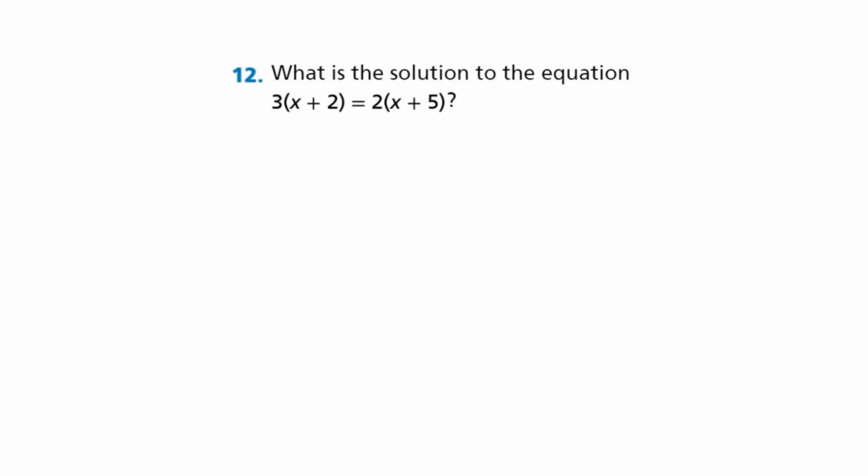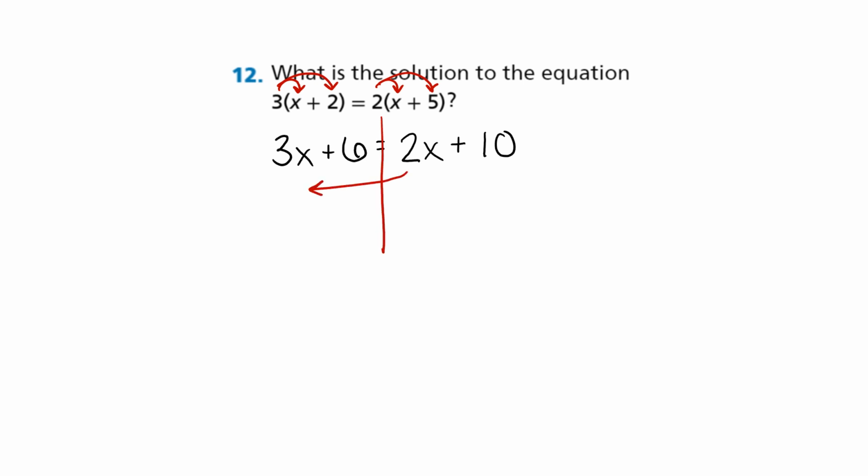For number 12, we start with our parentheses, meaning we multiply both parts of the parentheses by the number on the outside. 3x, and then 3 times 2 would give us 6. On the other side of the equal sign, we have the 2x, and 2 times 5 make 10. When we go to combine our like terms, we move the 2x, and so it would become a negative 2x.